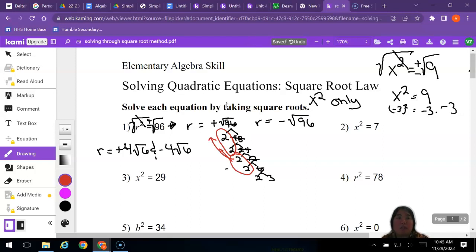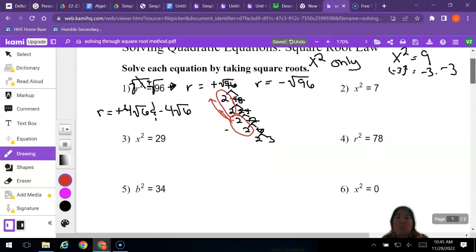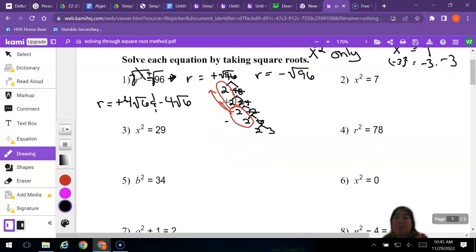Now, let's take a look at number 3. I'm going to do some odd ones, and then you guys will be in charge of the rest. Let's take a look at 3. x squared is already by itself. There's no other x's. There's nothing else. That means that I can use the square root law. So I'm going to take the positive and negative square root of this. These two will cancel out because they're inverse operations. And now I have, let me write it right here, x equals the positive square root of 29, but x also equals the negative square root of 29.